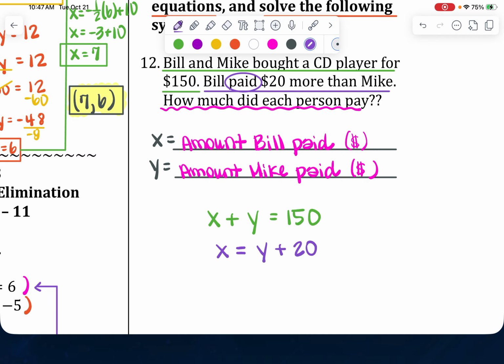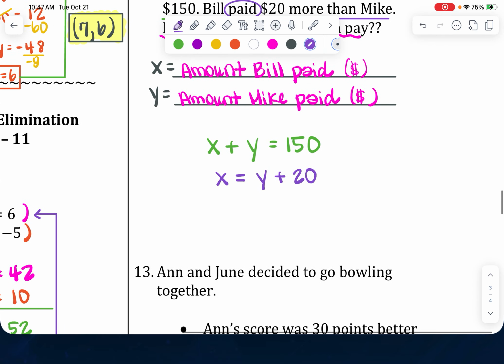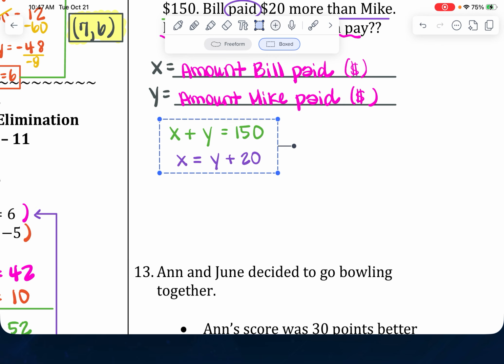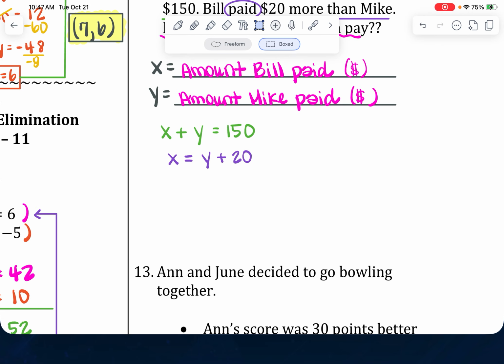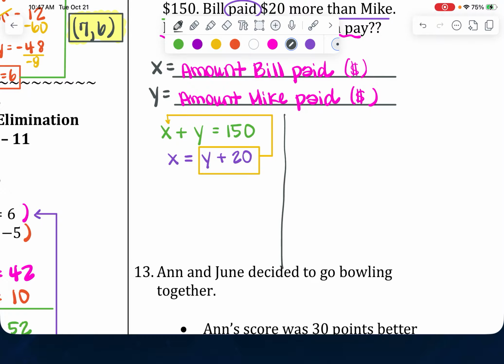Now you get to solve that however you would like. Now I personally am going to solve it by, let's make it a little smaller. I'm going to solve it by substitution because I have an x equals equation, and that means it's very much set up for me to do the substitution method, right? Because if x equals y plus 20, then wherever I see another x, I can substitute in a y plus 20. So that's what I'm going to do. So I'm going to make a little line over here. Let me write this down.